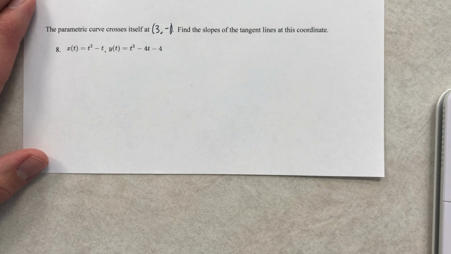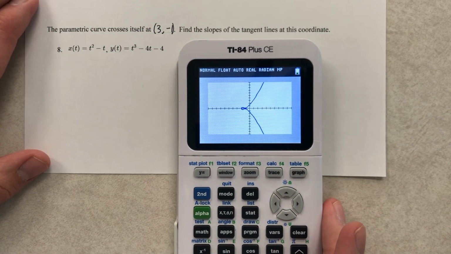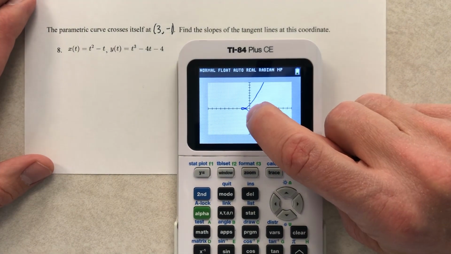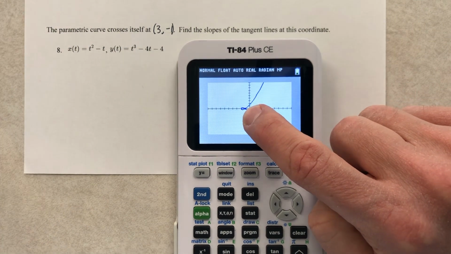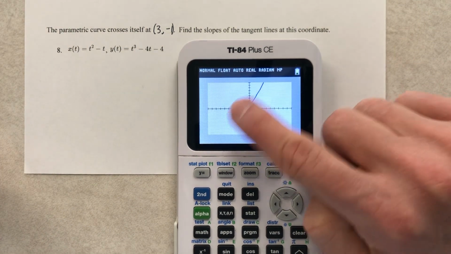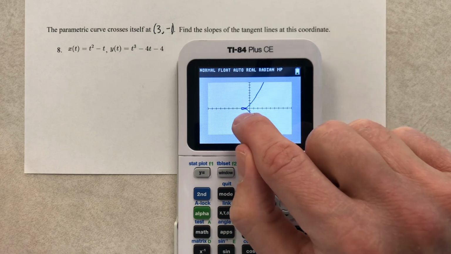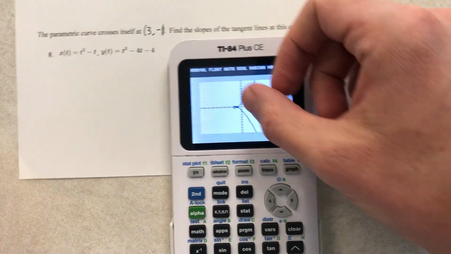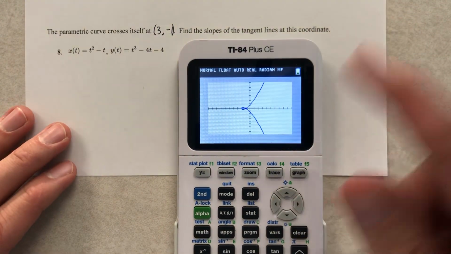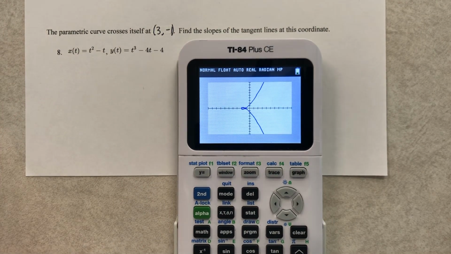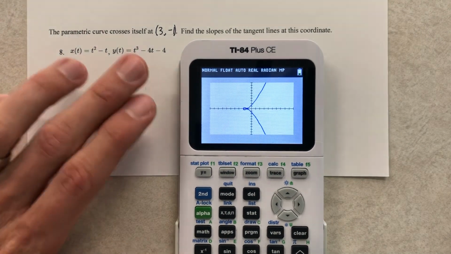So this is, right here, the very first problem we did in this lesson. And at the point (-1, 0), which had two t-values associated with it because it looped itself there, we could have a slope of +1 or a slope of -1, depending on what t-value, like which direction you're coming from. So the same situation is going to happen with this one. So we're going to graph this.